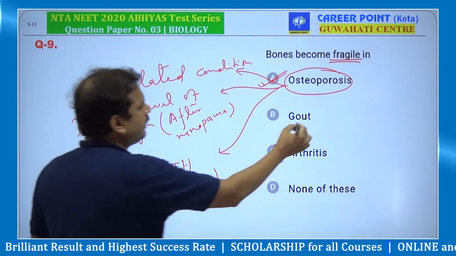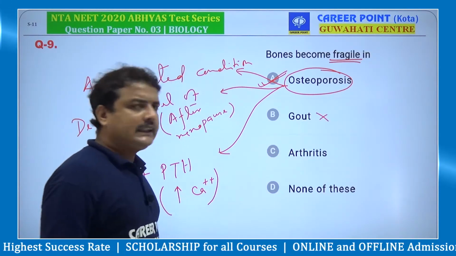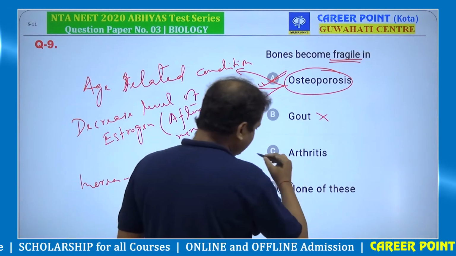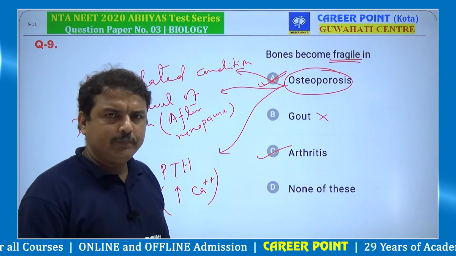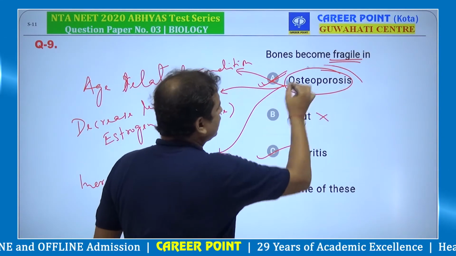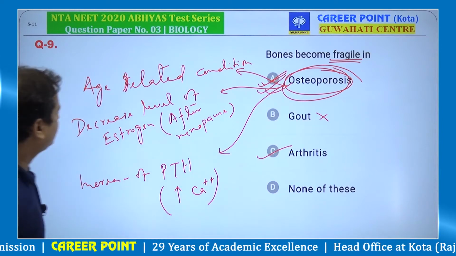Gout means accumulation of uric acid in the joint. Then arthritis, it is the pain in the joint, and none of these. So the answer here is osteoporosis. Please remember that. Next one.